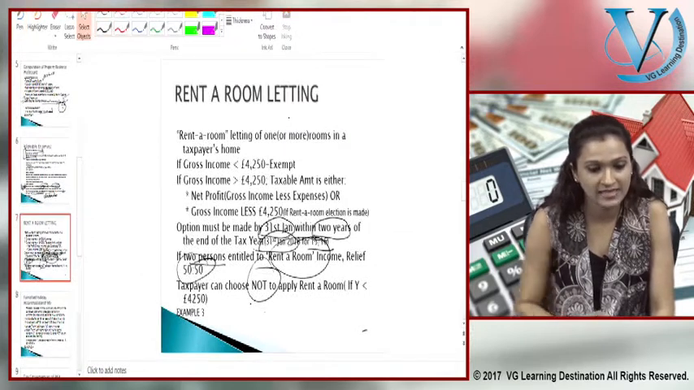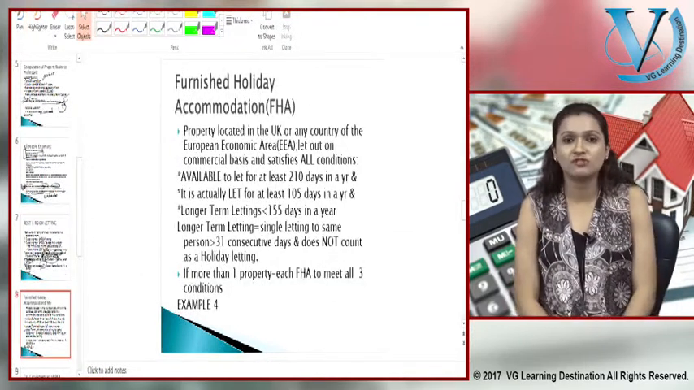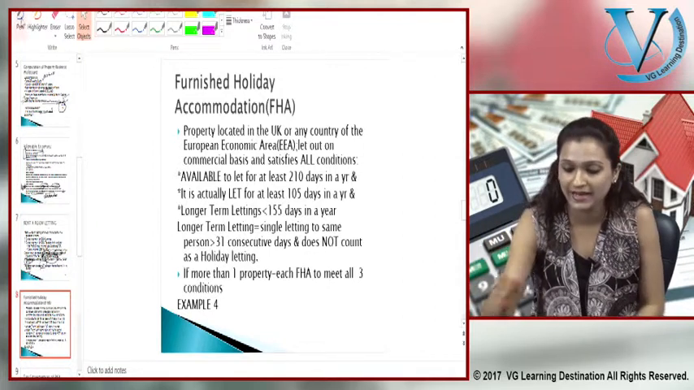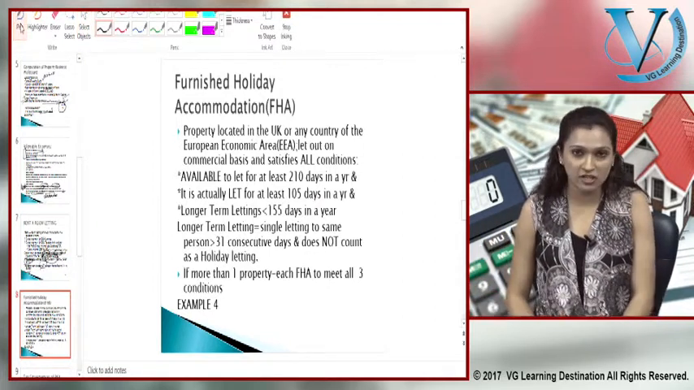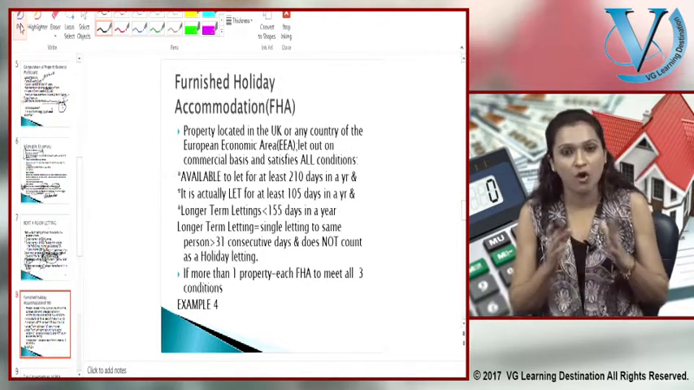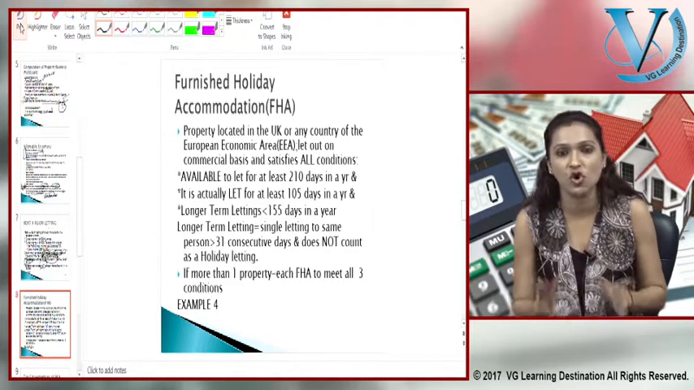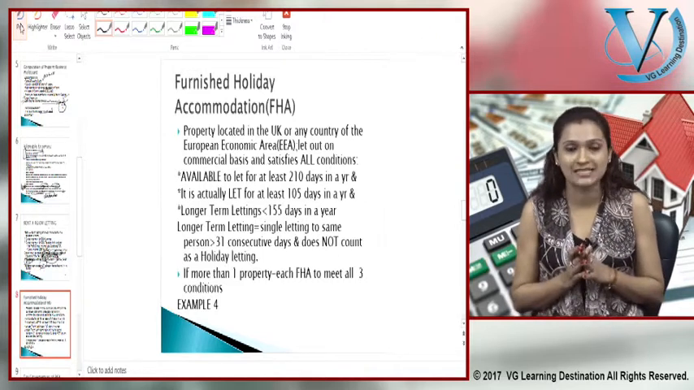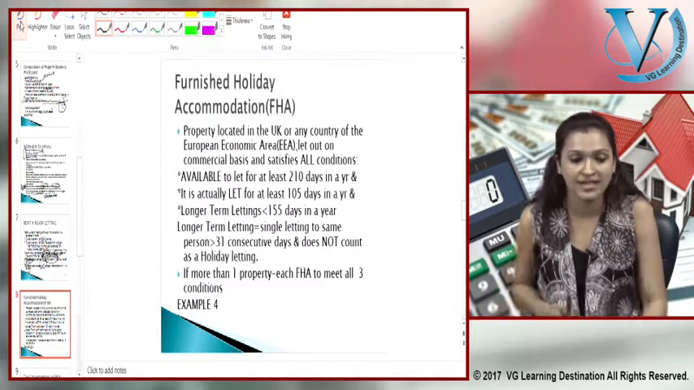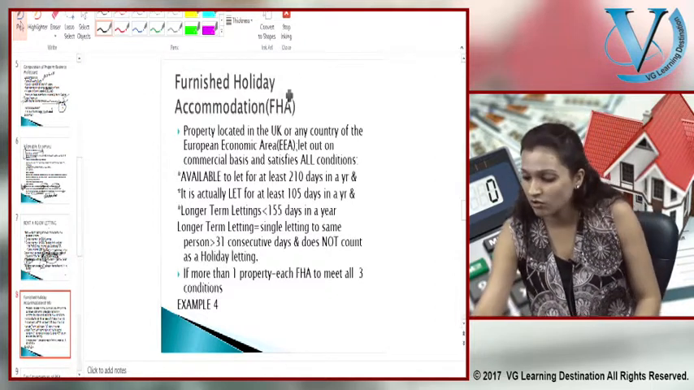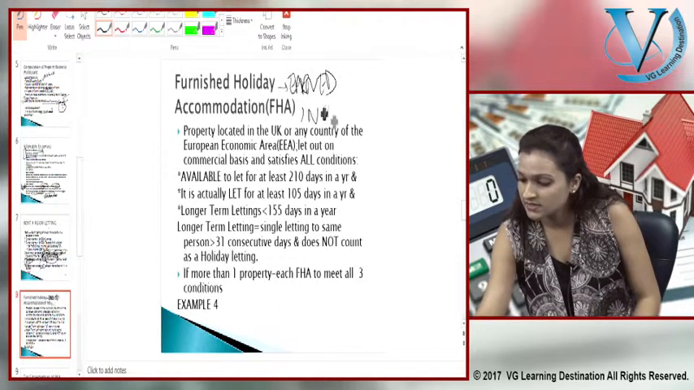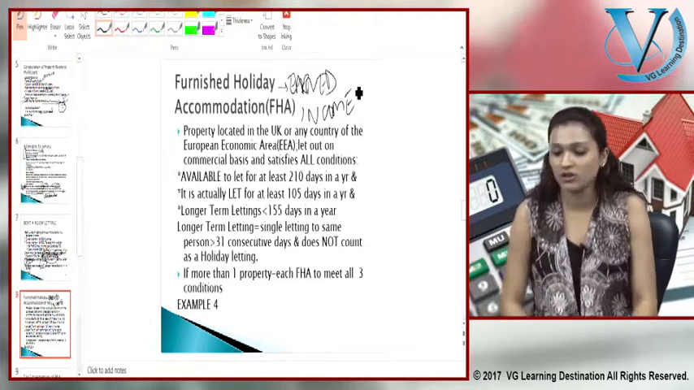Right, what do we have next? Let's have a look at the rules for furnished holiday accommodation. Now, before I begin any further, what is a furnished holiday accommodation? It is accommodation which you're giving away on rent. It is a furnished holiday accommodation which you're giving away as a rental property. Now, this furnished holiday accommodation, we all know, is a part of your earned incomes.